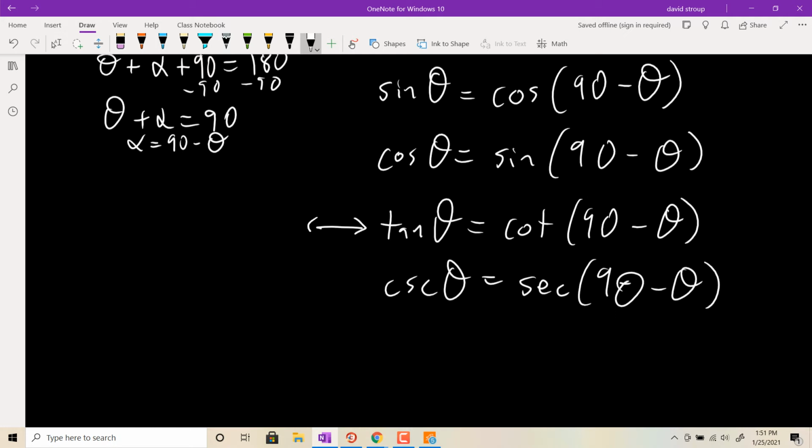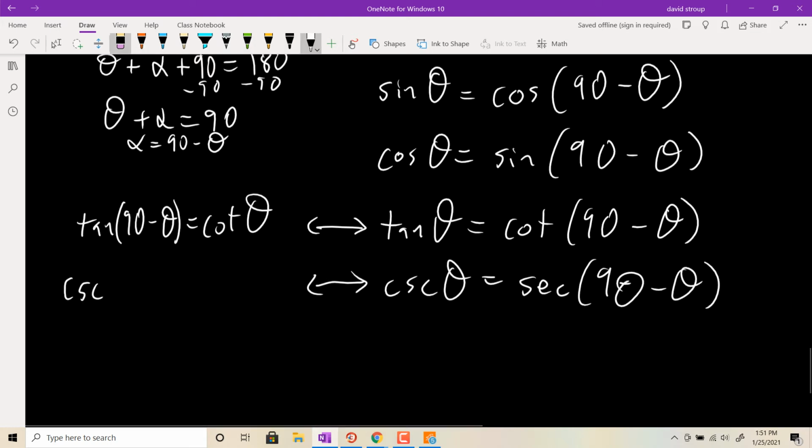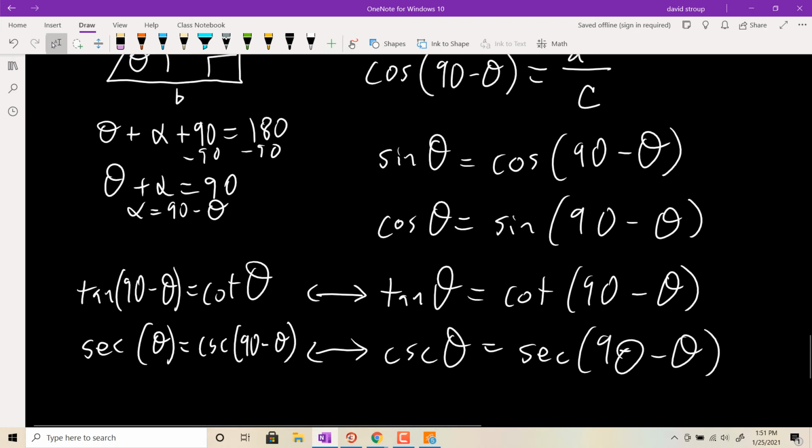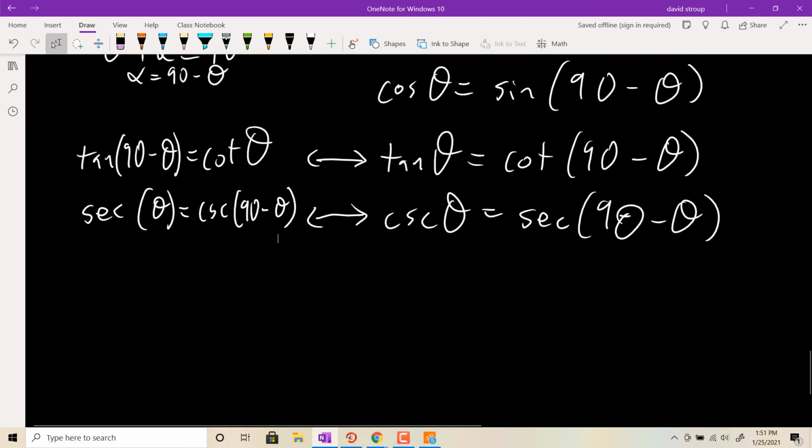So it's like you get those for free, right? So you get tan of 90 minus theta equals cotan of theta. And you also get, I'll just go ahead and write them out. Cosecant, whoops, I want to write secant. Secant of theta then would be equal to cosecant of 90 minus theta. Hopefully I got them all then. There should be 6 of them. 1, 2, 3, 4, 5, 6. Okay, hopefully I got that through.